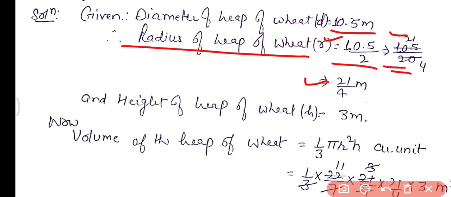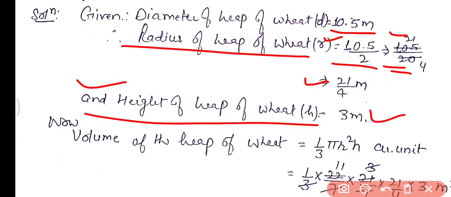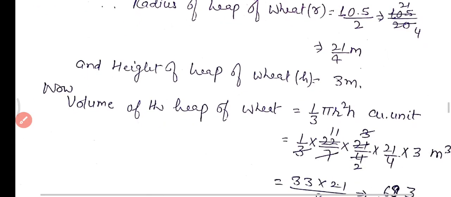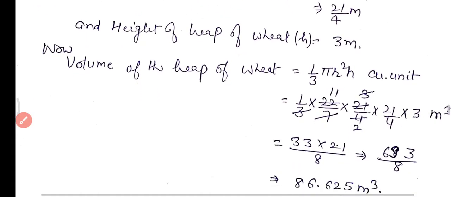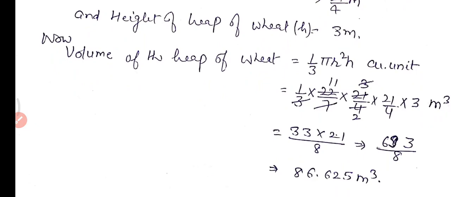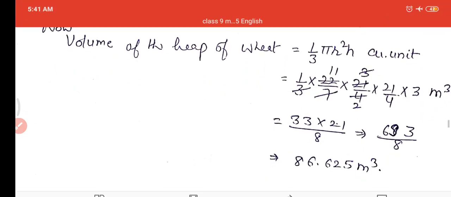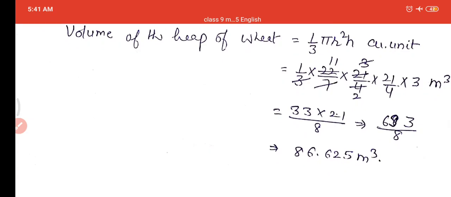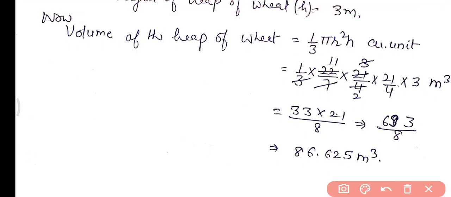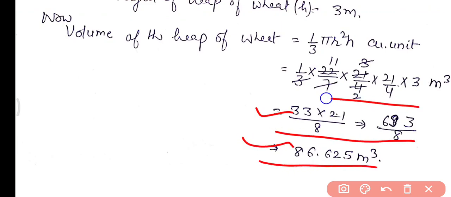So radius of heap of wheat is 21 by 4 meter, and height of the heap of wheat is given, that is 3 meter. So now volume of heap of wheat will be 1 by 3 pi r square h. Put all the values here, and volume will be 1 by 3, and pi is 22 by 7, and radius is 21 by 4 and 21 by 4 into 3. So after simplifying you will get 86.625 meter cube. Simplify it carefully and you will get the answer as 86.625 meter cube. That is the volume of heap of wheat.